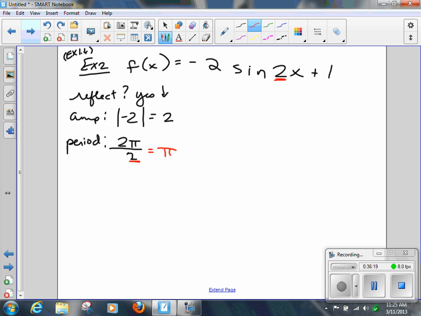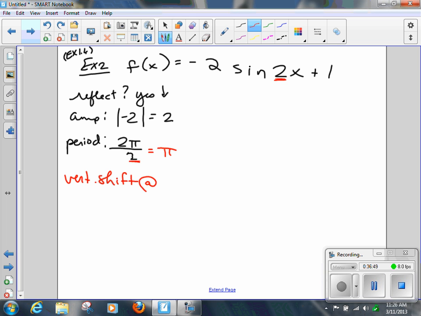Pi. 2 pi is 1 revolution. We are dividing 1 revolution into how many pieces? That's why it's 2 pi divided by b. Okay? Why is -2 just 2? It's the absolute value. Absolute value of -2, which is 2. Okay? Here we go. Next piece, vertical shift.